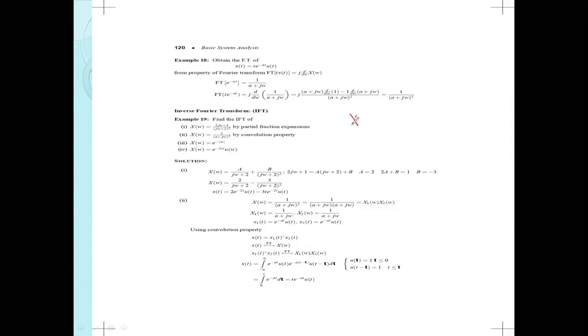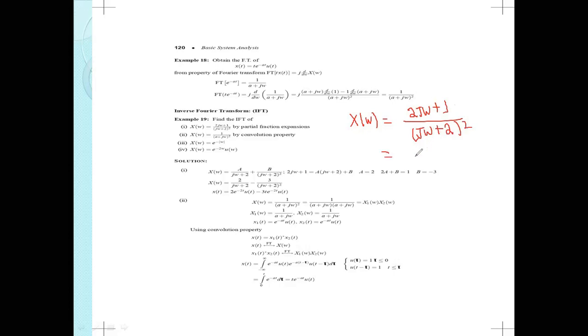The given function is a frequency domain function, and you have to find out the time domain function. X of omega is equal to (2j omega plus 1) by (j omega plus 2) whole square, by using the partial differentiation or partial fraction expansion method.